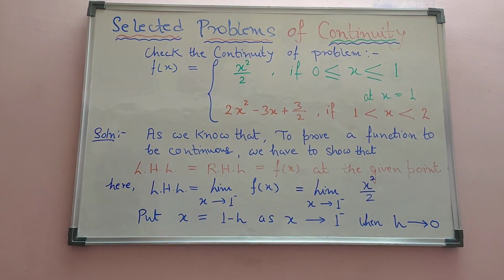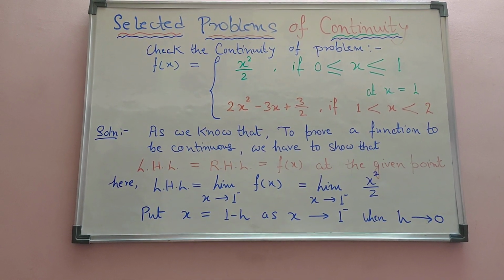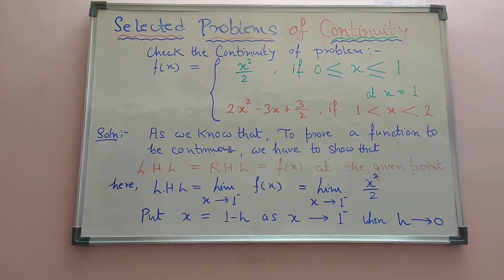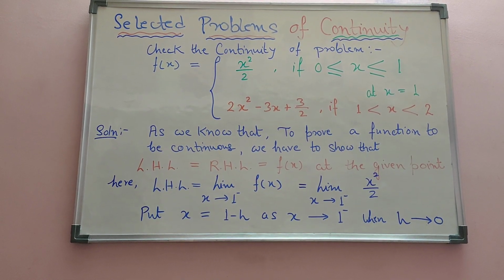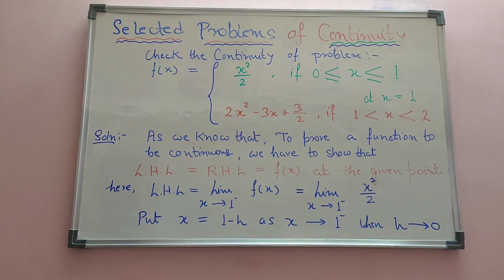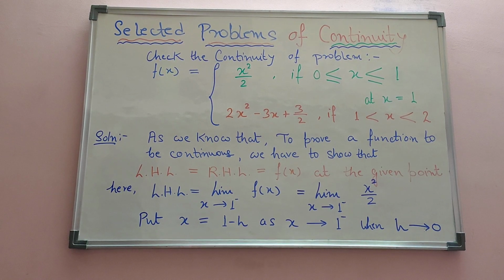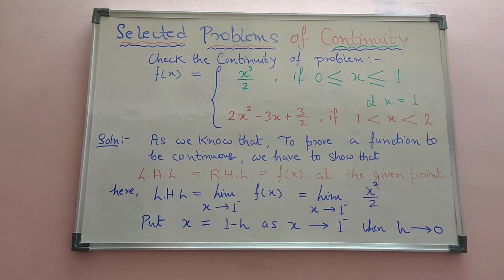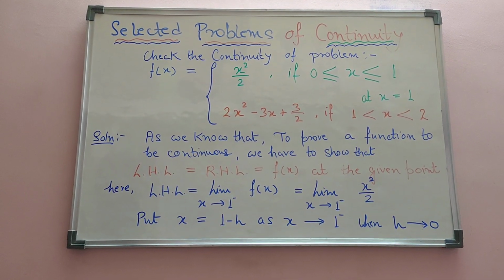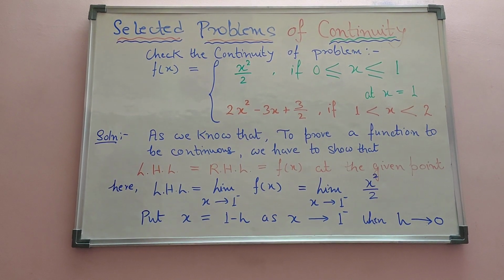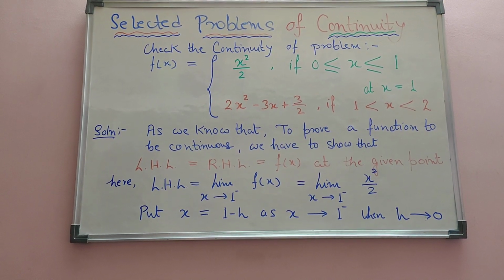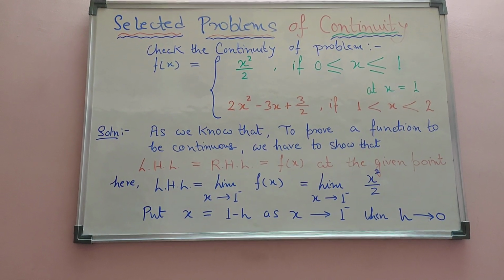So first of all, we will take the left hand limit. Left hand limit, x approaches 1 minus. The minus sign is given on 1, it means x approaches 1 slightly less than 1 because it is left hand limit. The function is given x square by 2. So limit x tends to 1, x square by 2. Now what we will do? We will change x in h. So we will put x equal to 1 minus h, as x tends to 1 when h tends to 0.